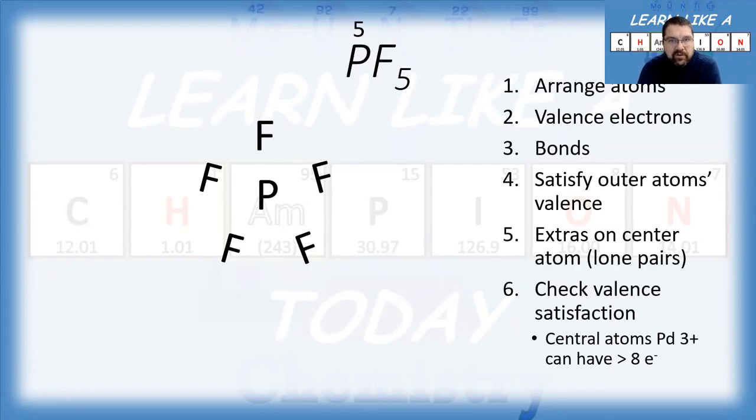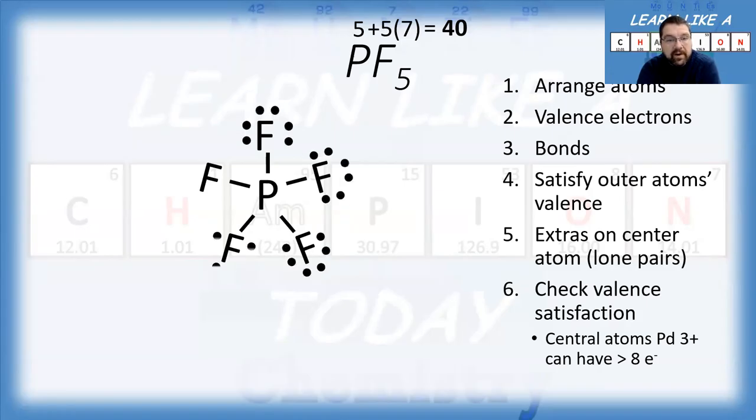Phosphorus has 5 valence electrons. Fluorine has 7, times 5 brings us to a whopping 40 valence electrons. Distribute them the same way, bonds first. So that uses up 10, so we're down to 30. Starting with your outside atoms, the fluorines are each going to need 6, and there are 5 of them. So there's your 30 electrons. None left over, so there are no lone pairs to go on phosphorus.